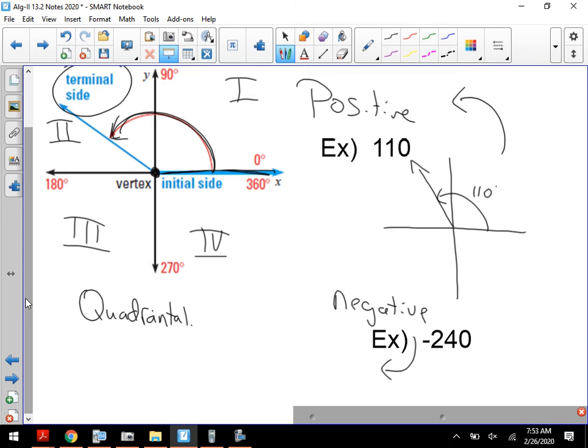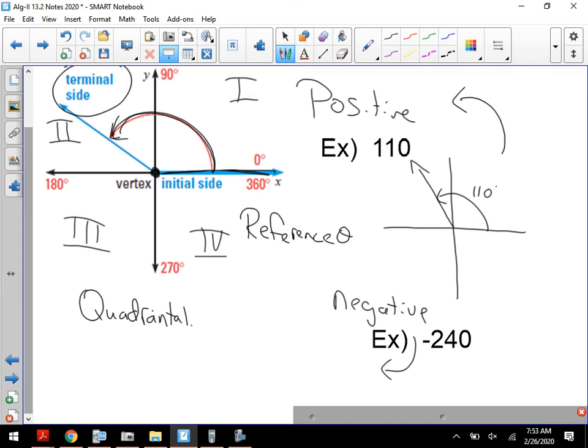It's a good word to use. We're going to use what's called a reference angle. A reference angle is how far the terminal side is off of the x-axis. Okay? How far the terminal side is off the x-axis.